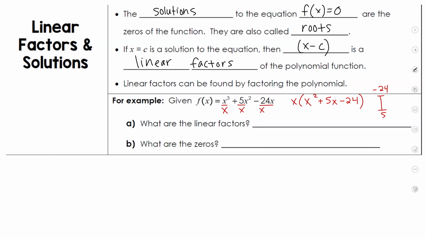Very good. 8 and -3. All right, so these are your linear factors. You have an x on the outside, and then you have x plus 8 and x minus 3. These are called your linear factors. They're called linears because they only have x's.